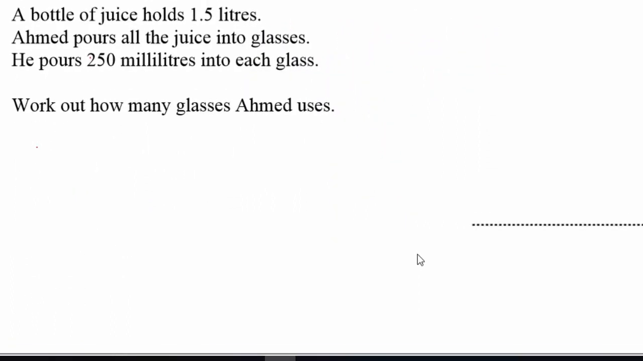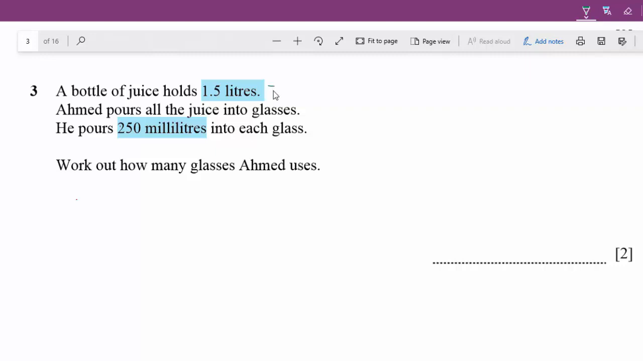A bottle of juice holds 1.5 liters. Ahmed pours all the juice into glasses. He pours 250 milliliters into each glass. The most important thing in this question: here we have milliliters, and here we have liters. So we must change the liters to milliliters, then we deal with the question. Here, 1.5 liters is 1,500 milliliters.